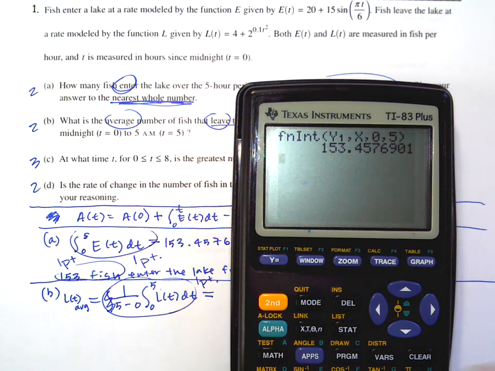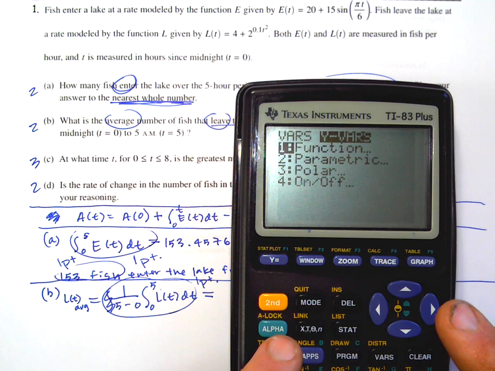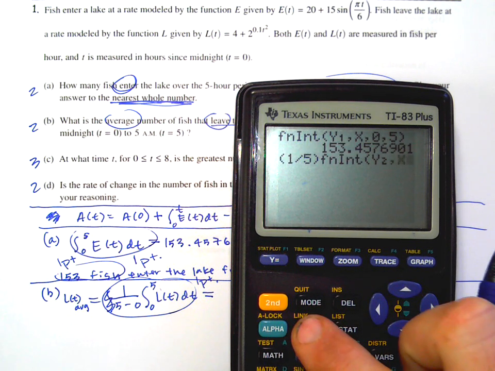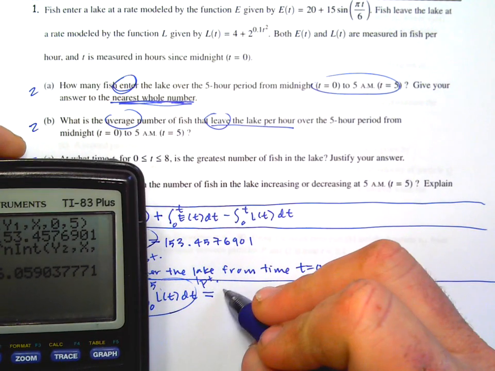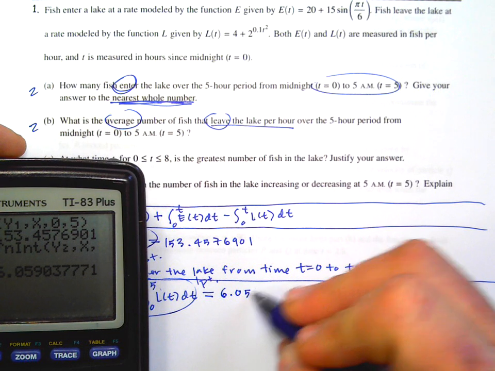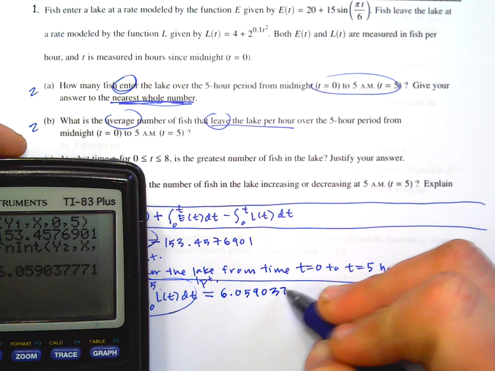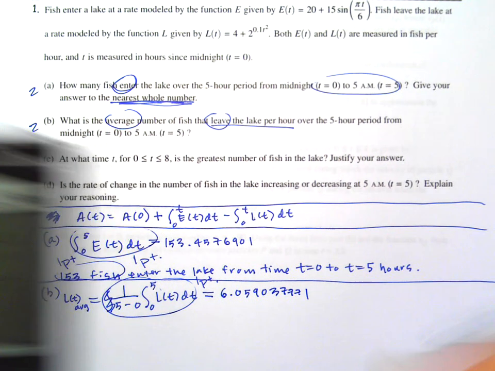Now I'm getting older stuff. I'll just redo it. 1 divided by 5, math 9, bars, y bars function, y2, comma x, comma 0, comma 5. Don't forget the 1/5. So that's 6.059037771. I'm just writing all that down just in case.